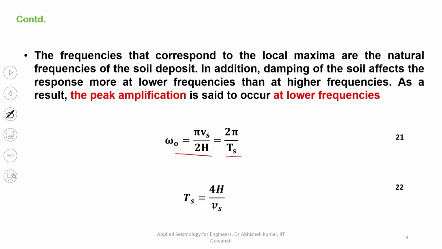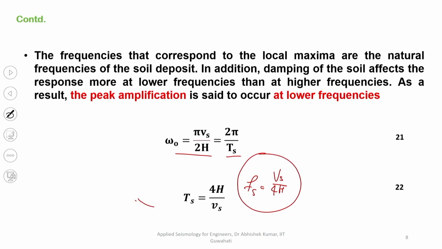or if you are interested in finding the natural frequency of the soil column, Fs, you can write it as Vs over 4 H. That means, if a soil column is given to you having shear wave velocity of Vs and the thickness of the soil layer is capital H, using this equation you can find the natural period of this particular soil column.